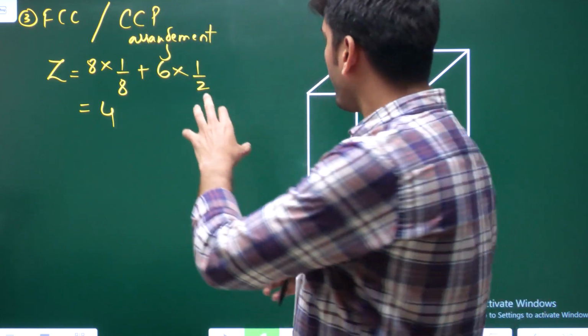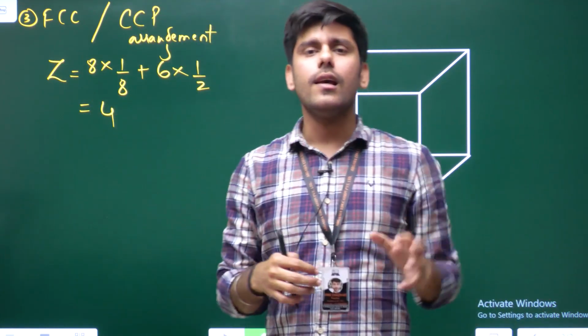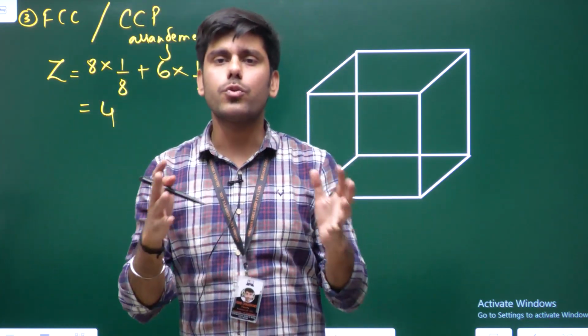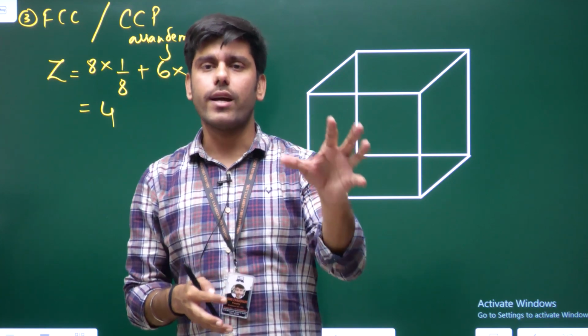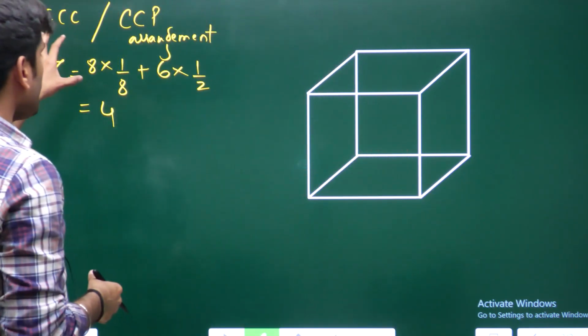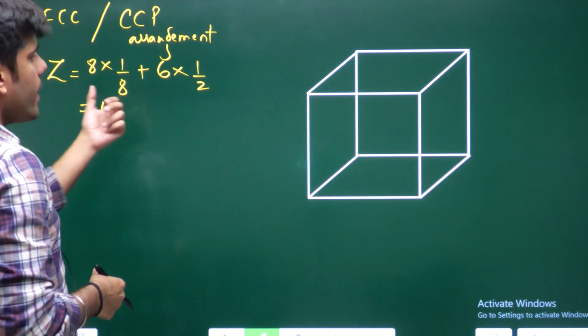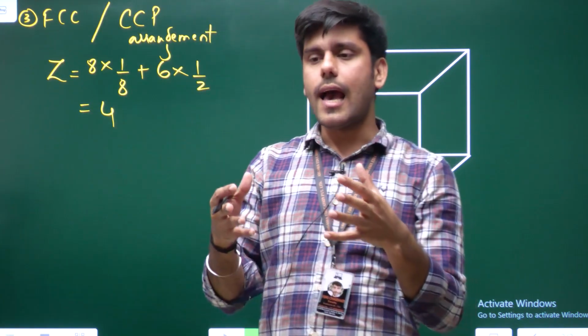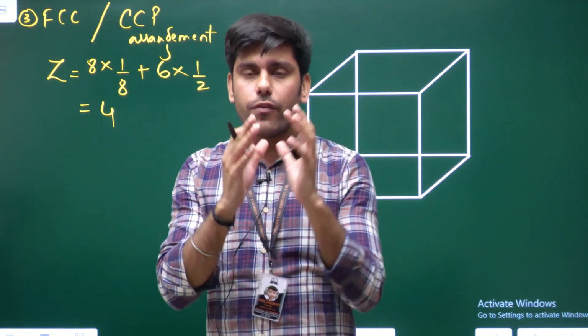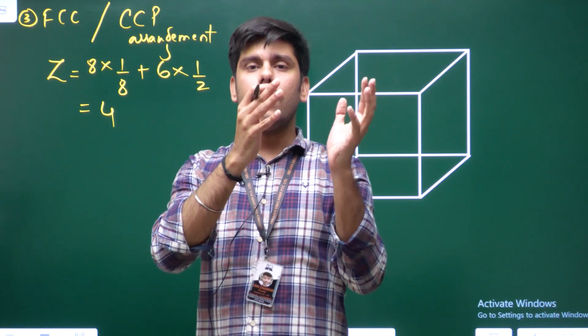Now we know that when I talk about FCC, we discuss two kinds of voids, that is the tetrahedral void and the octahedral void. FCC and CCP, because you know that FCC and HCP 3D is basically something we get from the HCP 2D.